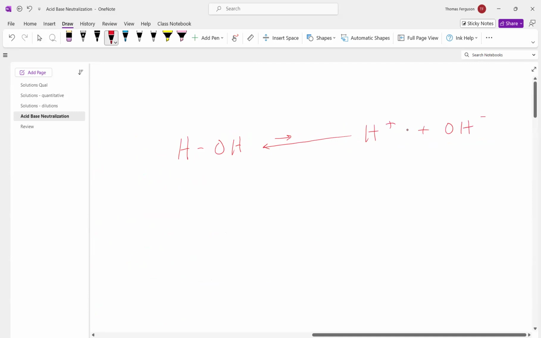So the definition of an acid is it disassociates an H plus. The definition of a base is it disassociates an OH minus. Both boxes are checked, so water is both an acid and a base. Okay, it's a very weak one.